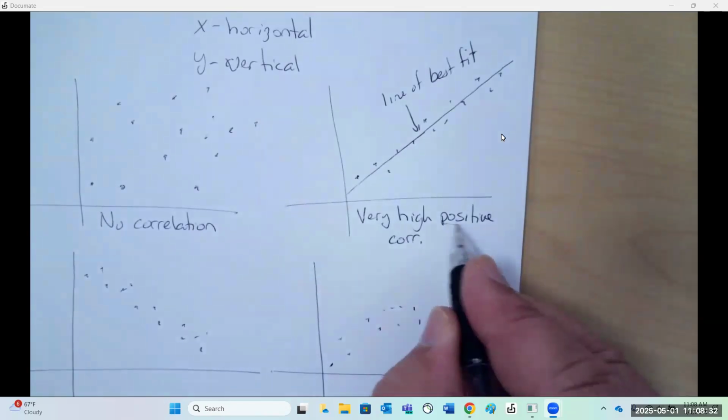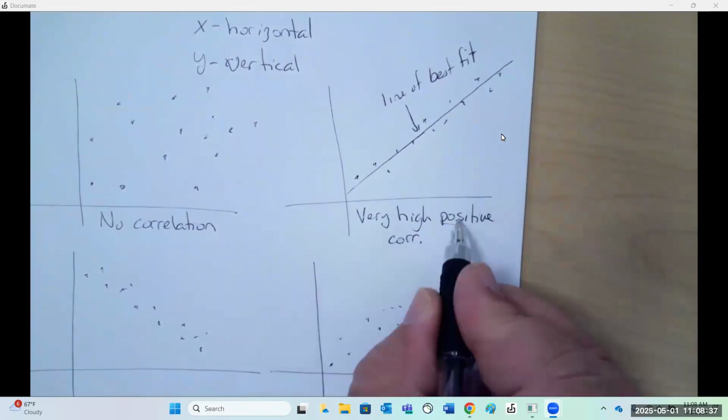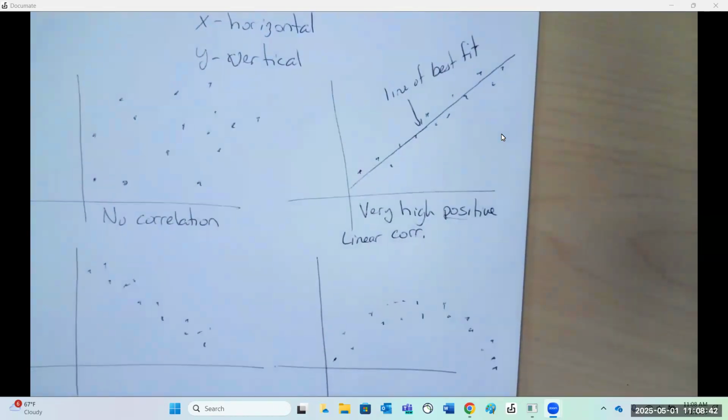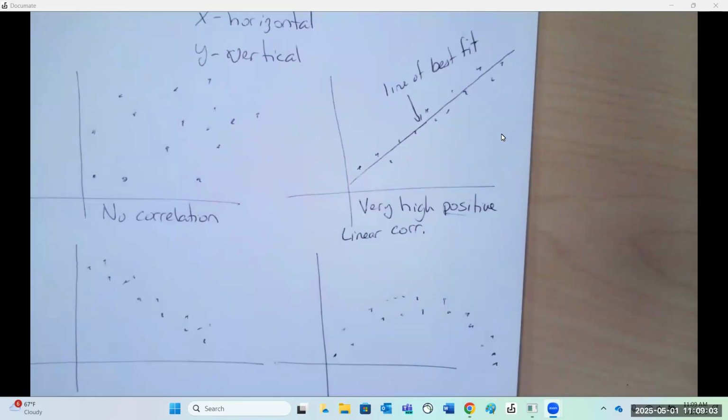Because it's a positive. Now, we can even add one more word in there. It's a very high positive linear correlation. We're going to be focused, since we're just an introductory course, we're going to focus on linear correlations. There are other types of correlations that can exist. So just because we have this in a graph, it doesn't mean that we have a very low or no correlation between the variables.